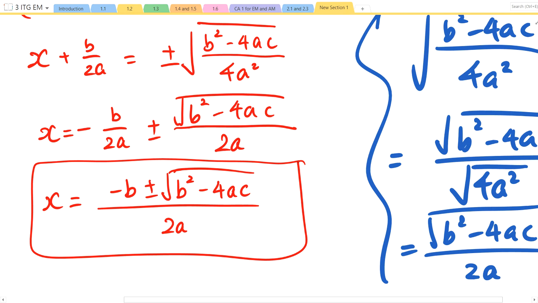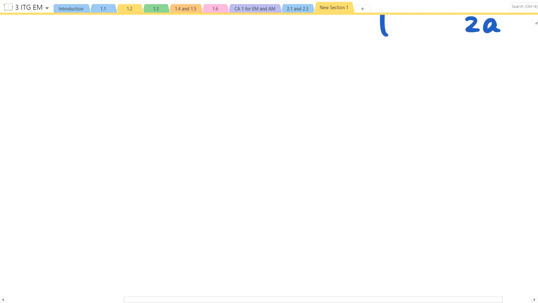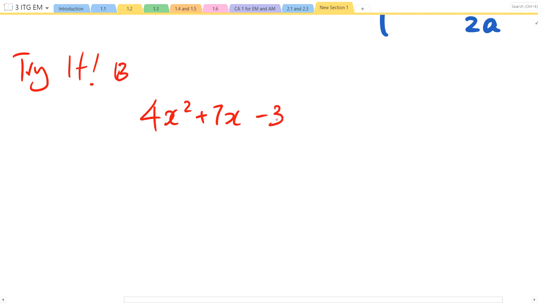So next time when you come across a quadratic equation such as Try It 13: solve 4x squared plus 7x minus 3 equals 0. You are told to solve this. What is your preference now? You've got factorization, you've got completing the square, you've got your quadratic formula now. What is your preference? Quadratic formula. Okay, if you want to use it, then you need to memorize it. But now you know why it looks like that.